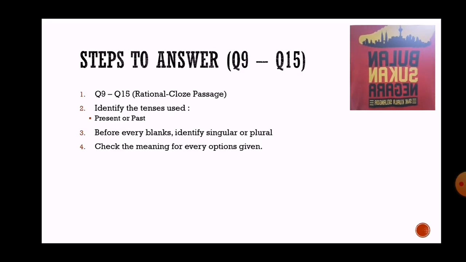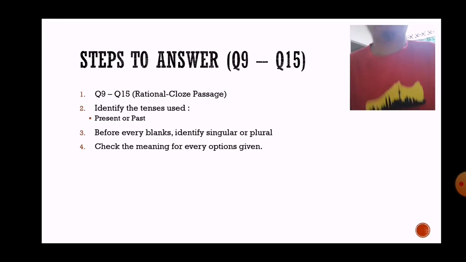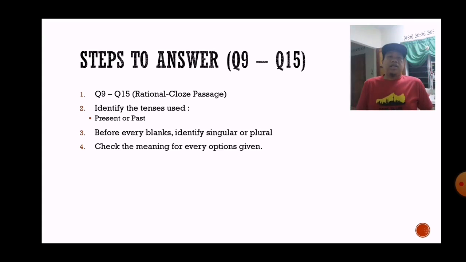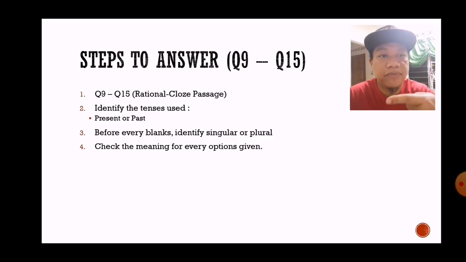Alright, so let us go back to the question. So from question 9 until question 15 is what we call rational close passage. It is written there in my slide. Okay, question 9 until question 15. So number 2, this is the step that you must do. You have to identify the tenses used, either present or past tense.